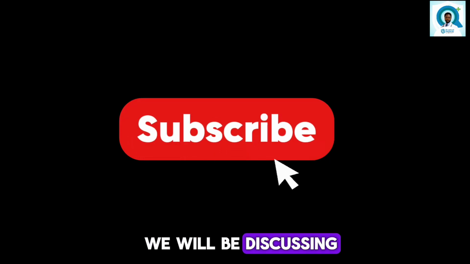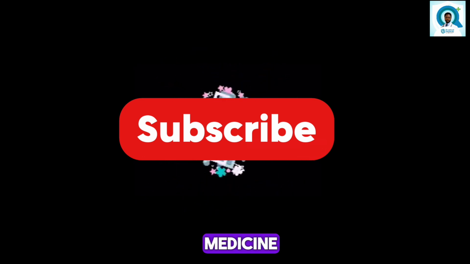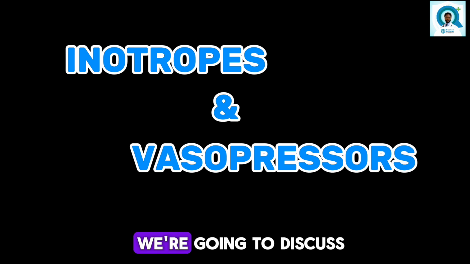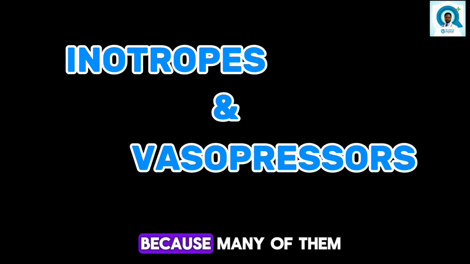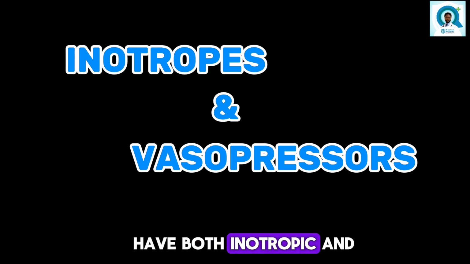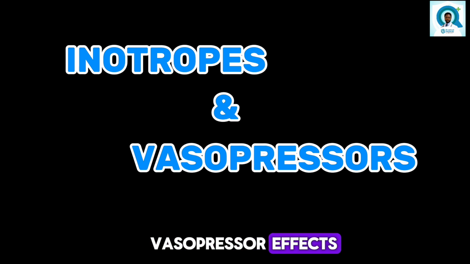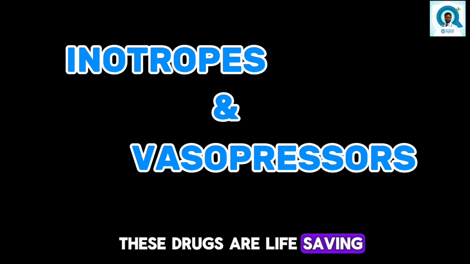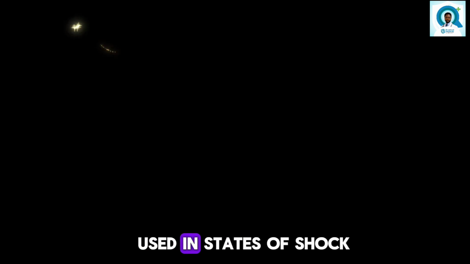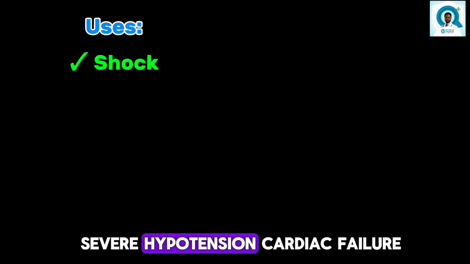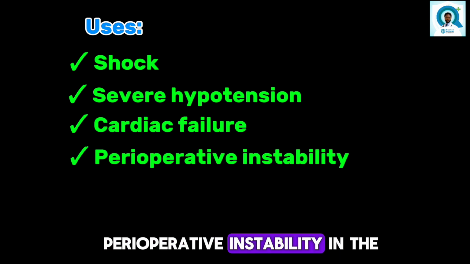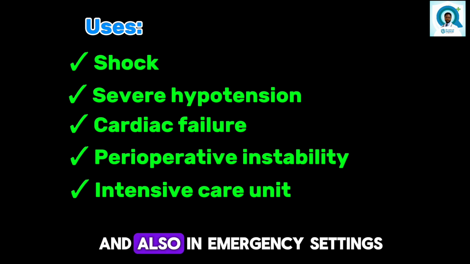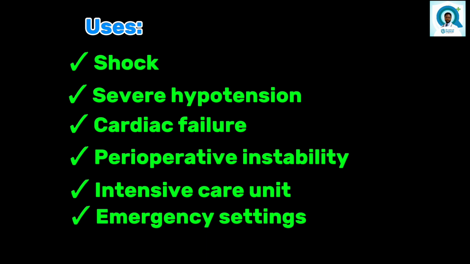Today, we will be discussing a topic that is at the heart of acute care medicine, inotropes and vasopressors. We're going to discuss these two sets of drugs together because many of them have both inotropic and vasopressor effects. These drugs are life-saving and they are frequently used in states of shock, severe hypotension, cardiac failure, perioperative instability, in the intensive care unit, and also in emergency settings.